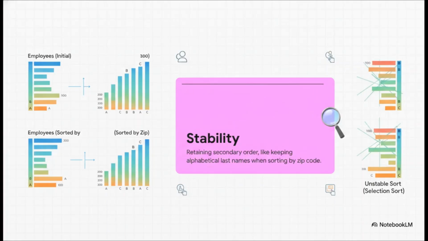So the real deciding factor often comes down to this one crucial concept: stability. Stability simply means retaining secondary ordering. Imagine you have a database of employees already sorted alphabetically by last name, and you run a new sort by zip code. A stable algorithm guarantees that employees with the same zip code will safely remain in their alphabetical order. Bubble sort and insertion sort, highly stable. Selection sort, because of how it wildly leaps across the array swapping elements, is notoriously unstable.